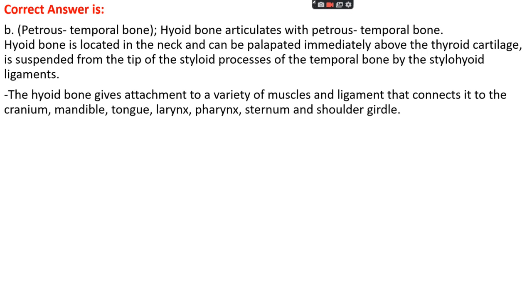This hyoid bone is located in the neck and can be palpated immediately above the thyroid cartilage, and is suspended from the tip of the styloid process of the temporal bone by the stylohyoid ligament. This hyoid bone gives attachment to a variety of muscles and ligaments that connect it to the cranium, mandible, tongue, larynx, pharynx, sternum, and shoulder girdle.